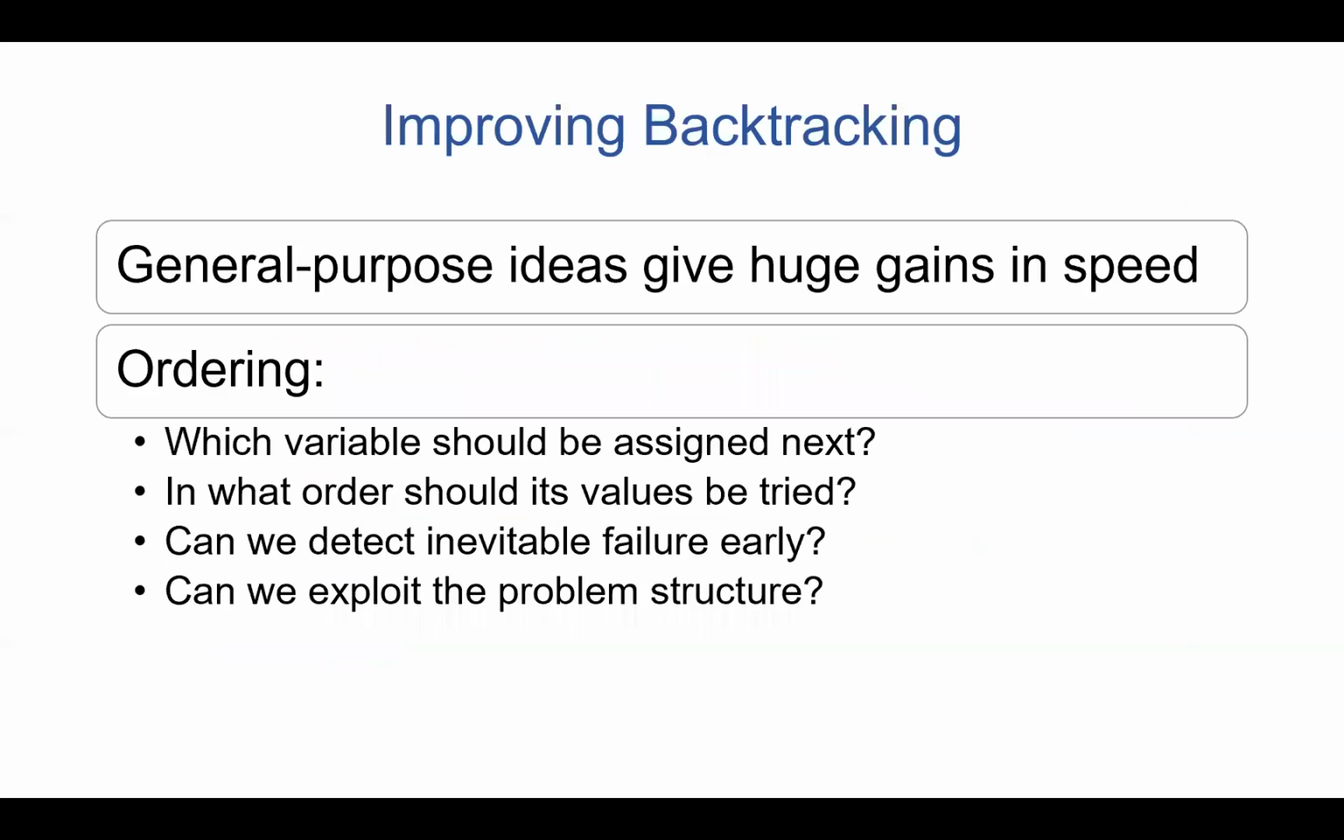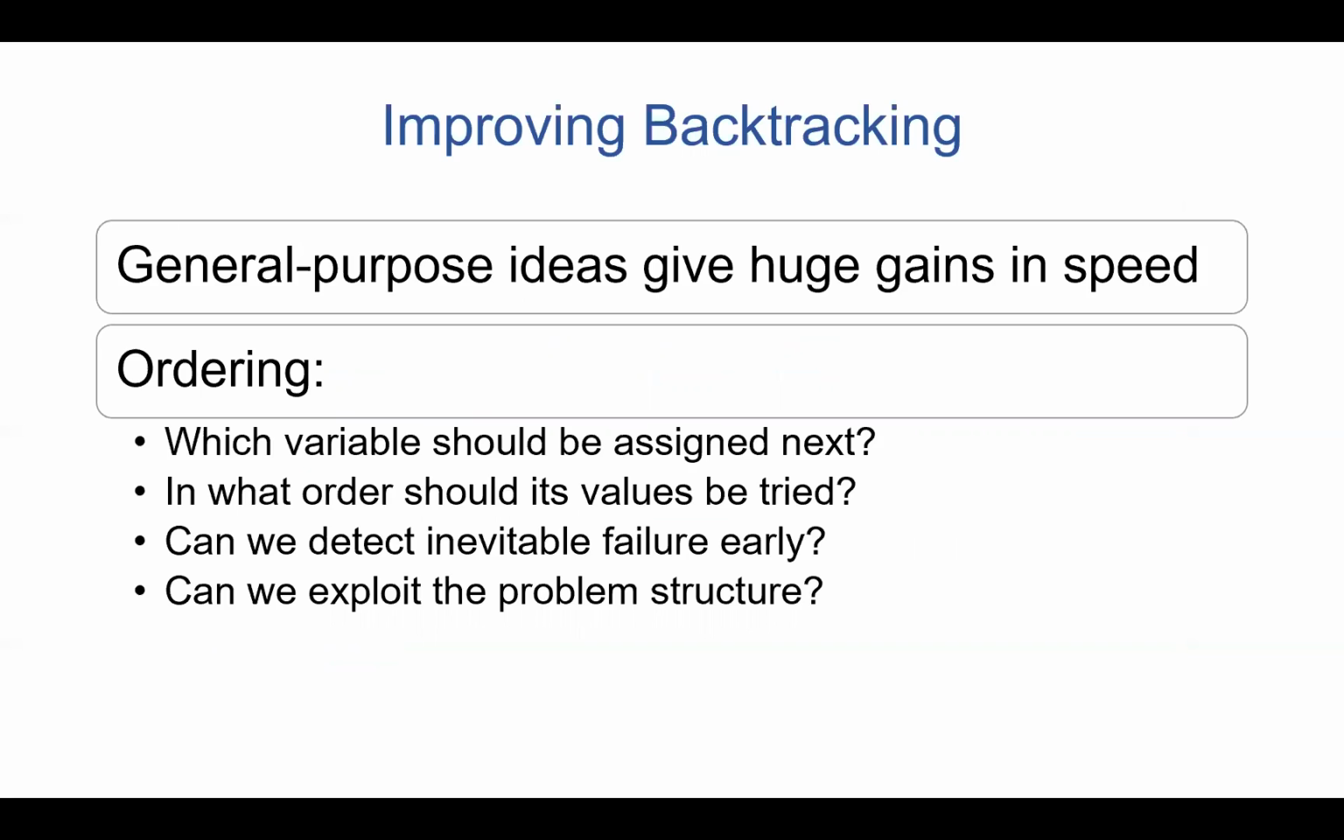How can we improve it? Okay. So how can we improve? We can add ordering. For example, we can answer questions like this. Which variables should be assigned next? Can we pick variables based on some order that might help us improve the backtracking?